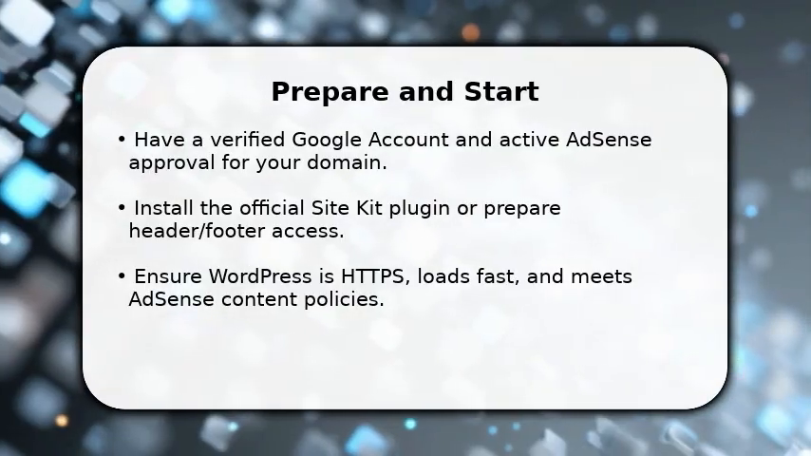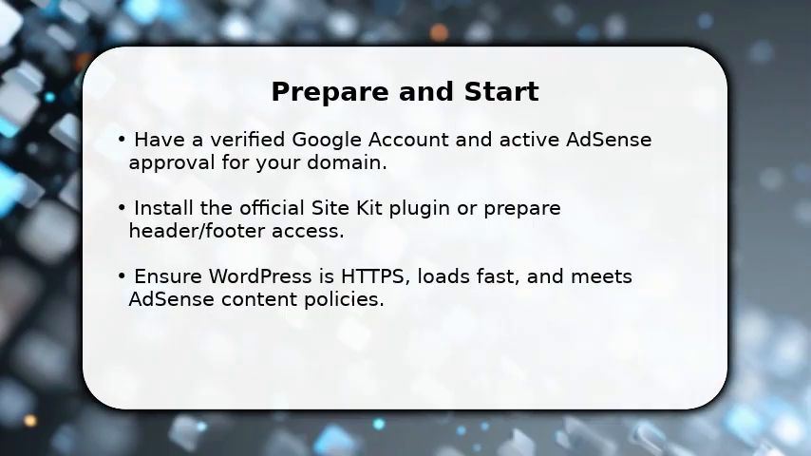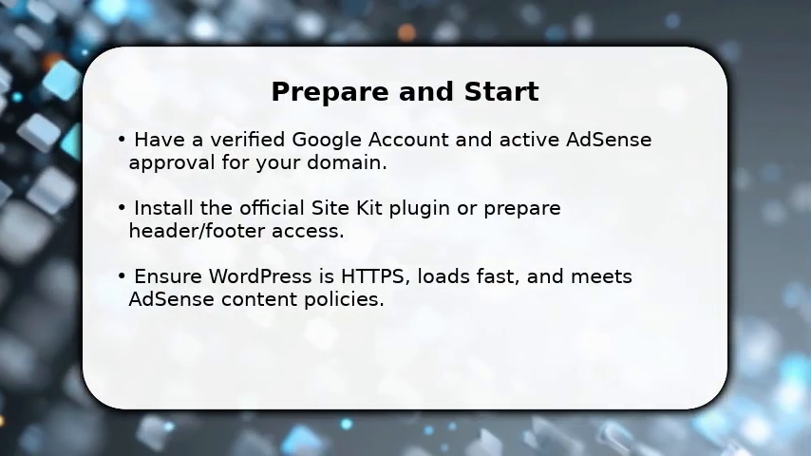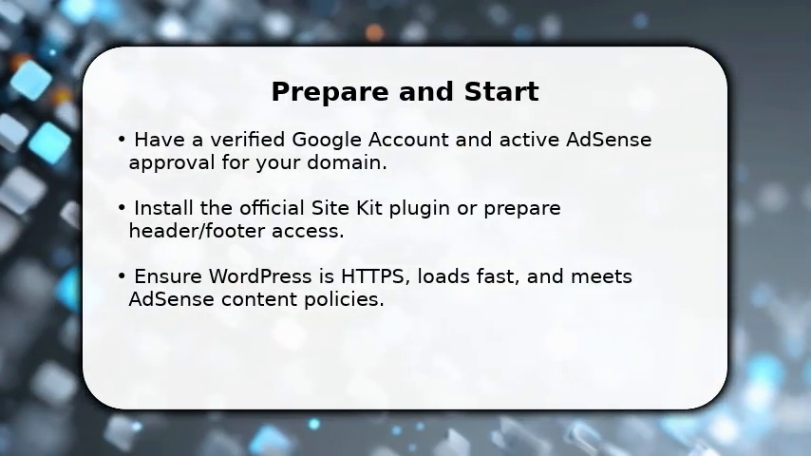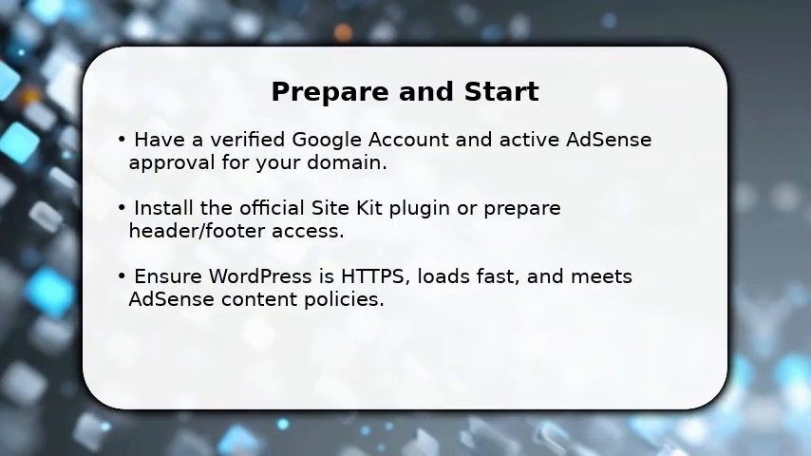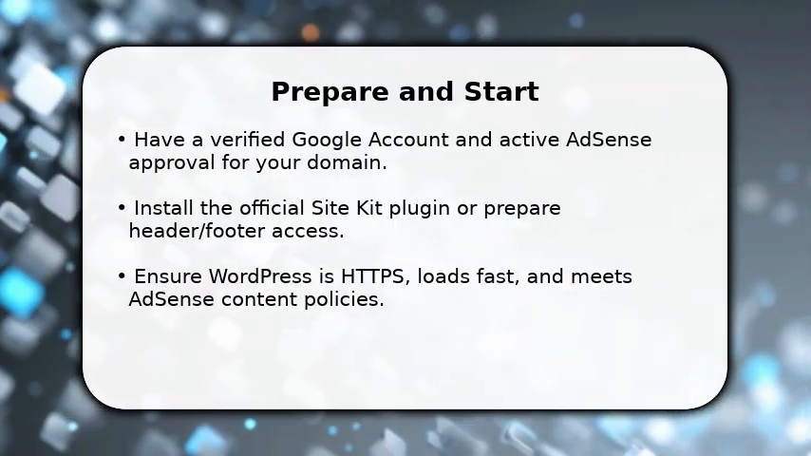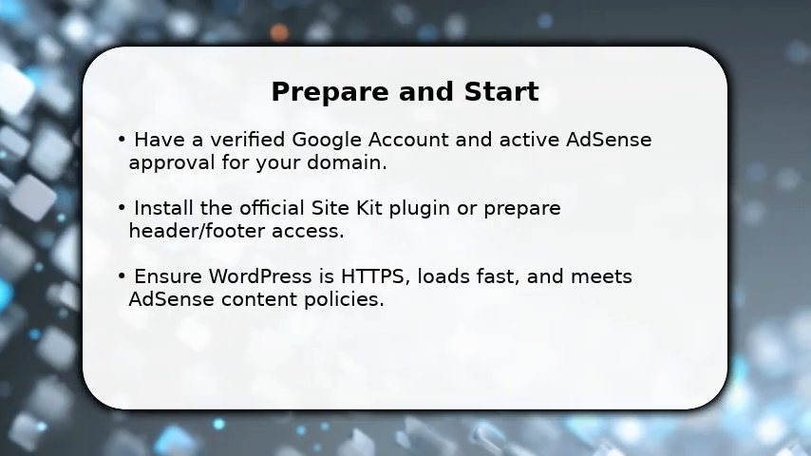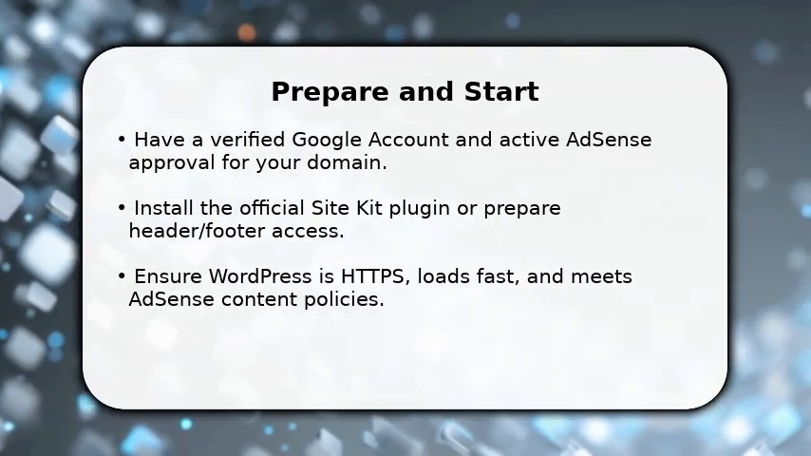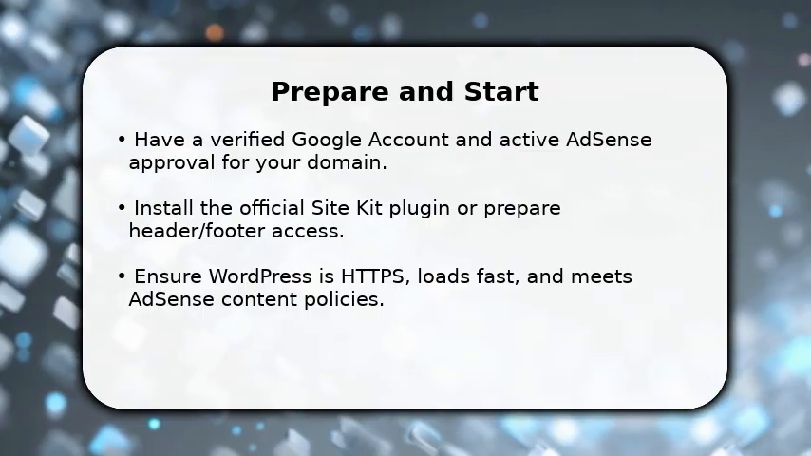You begin by confirming the essentials: a Google account, an approved AdSense application for your domain, and a WordPress site on HTTPS. Once done, install the Google Site Kit plugin from Plugins → Add New, activate it, and sign in with the same Google account.